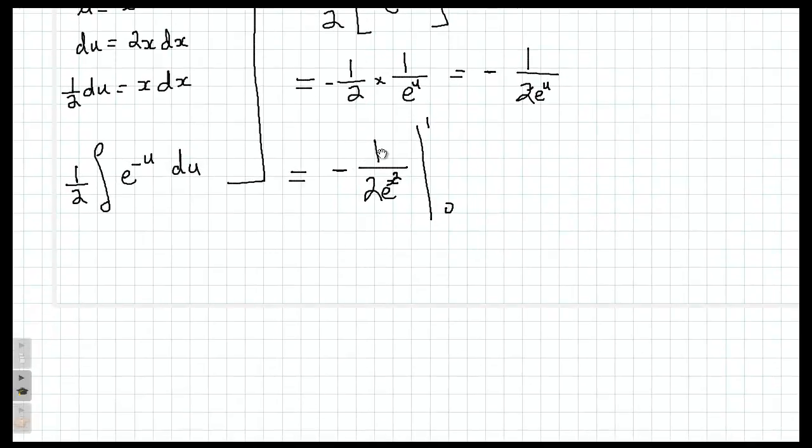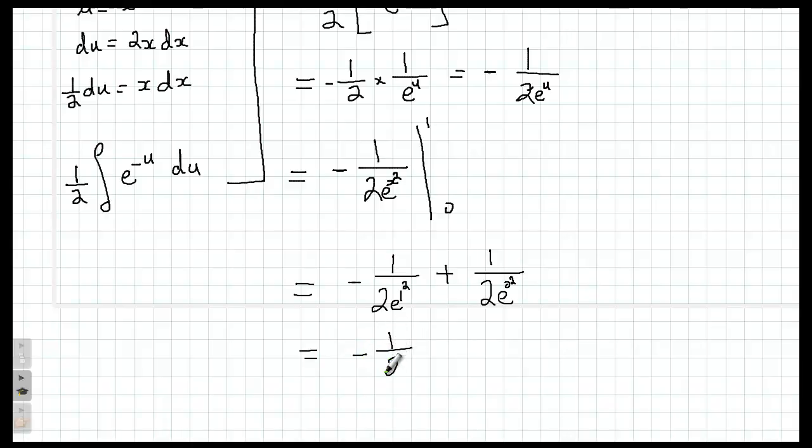Alright, so I'll place 1 in first, so I'll get minus 1 over 2e to the power of 1 squared, and then place 0 in, that'll be negative minus a negative, so it'll be plus 1 over 2e to the power of 0 squared. Alright, that just simplifies to negative 1 over 2e plus, well, e to the power of 0 is just 1, so I'll get 1 over 2 here. And that would be the final answer.